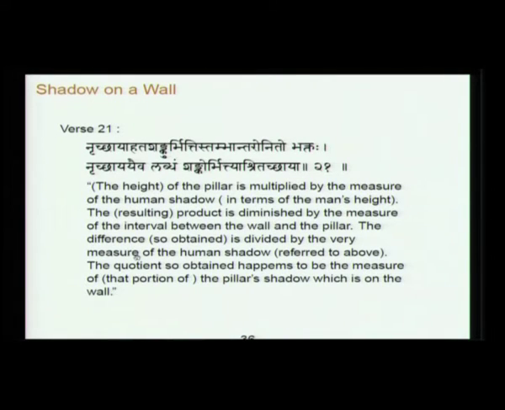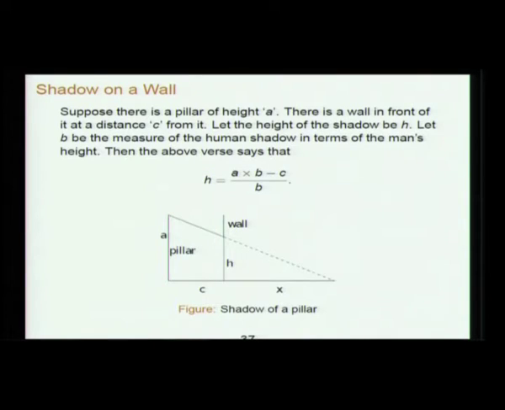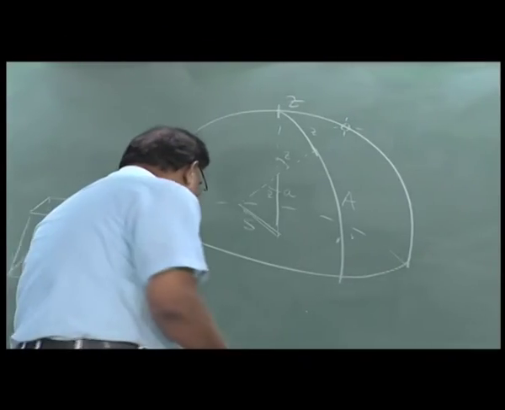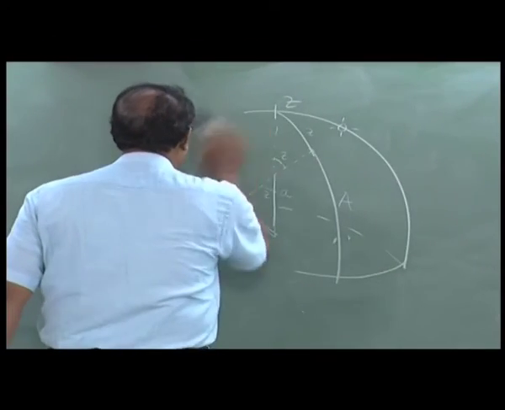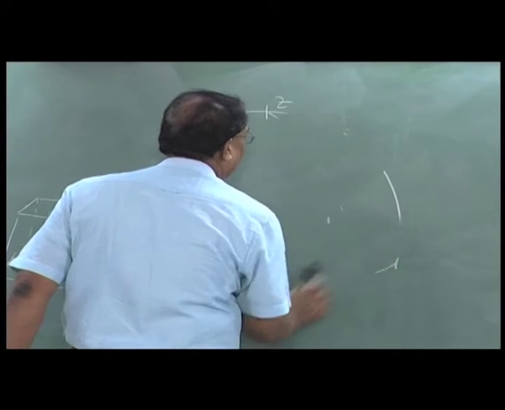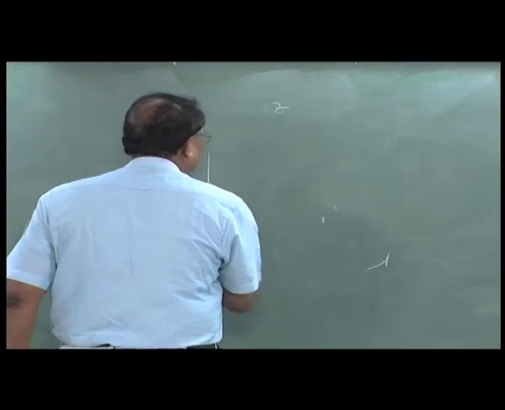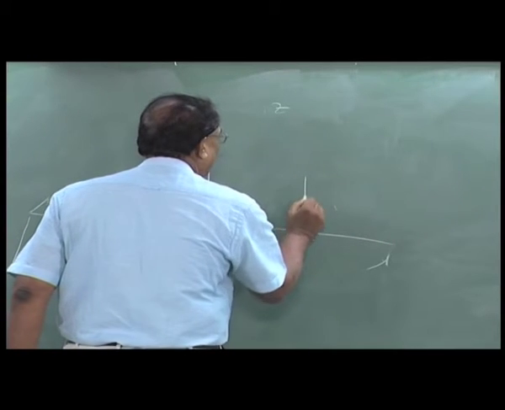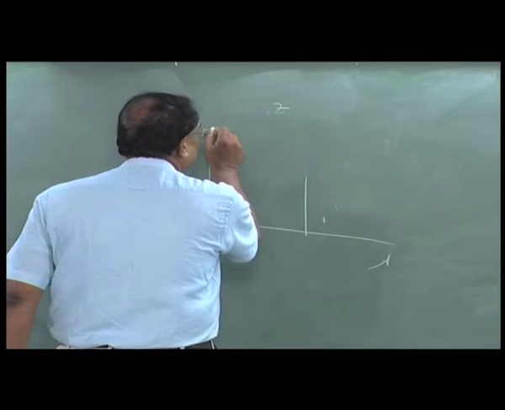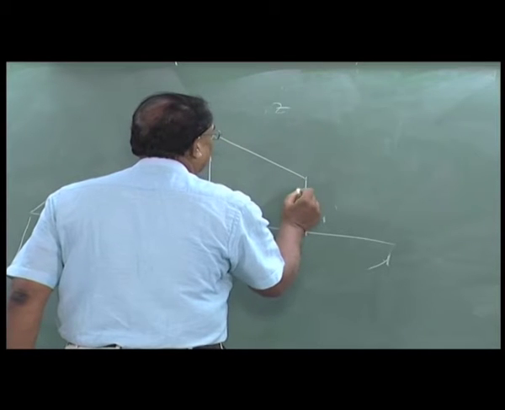So now he is talking about a shadow on a wall. Some pillar is there, and you are not observing the whole shadow, because there is a wall intervening. So then what is the shadow?